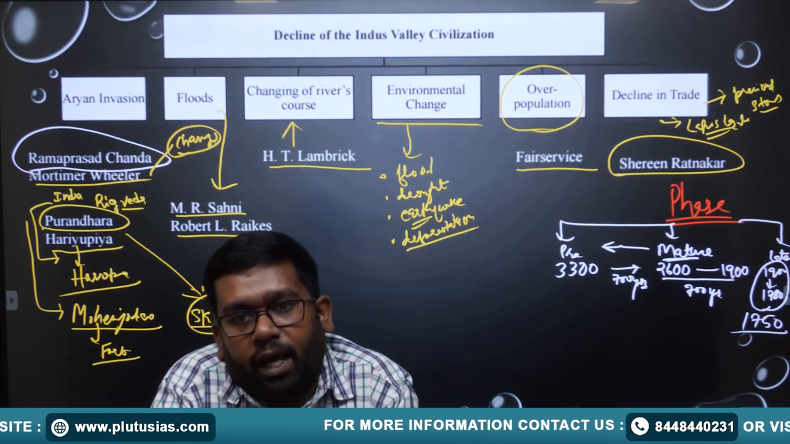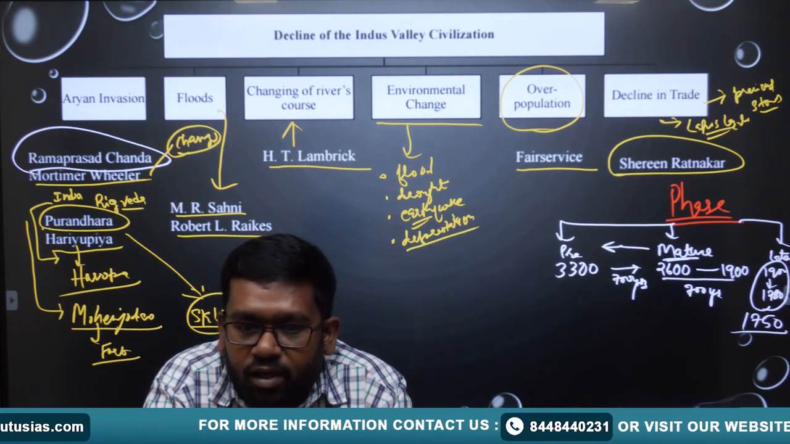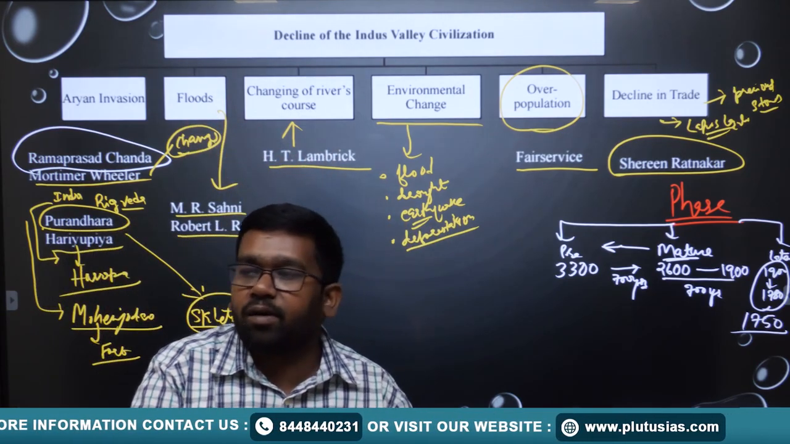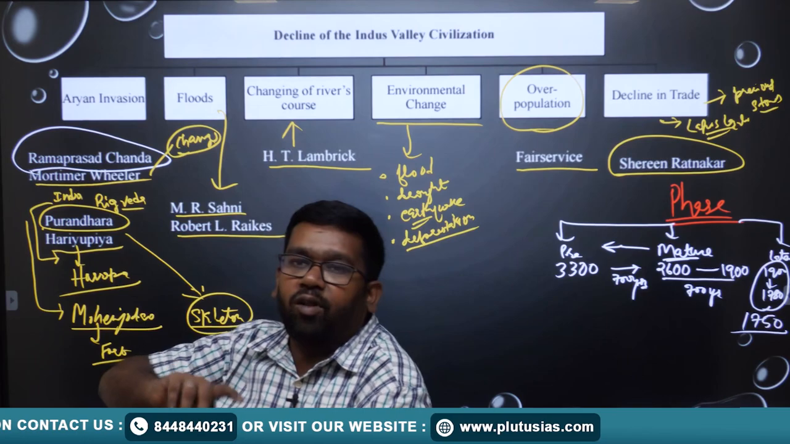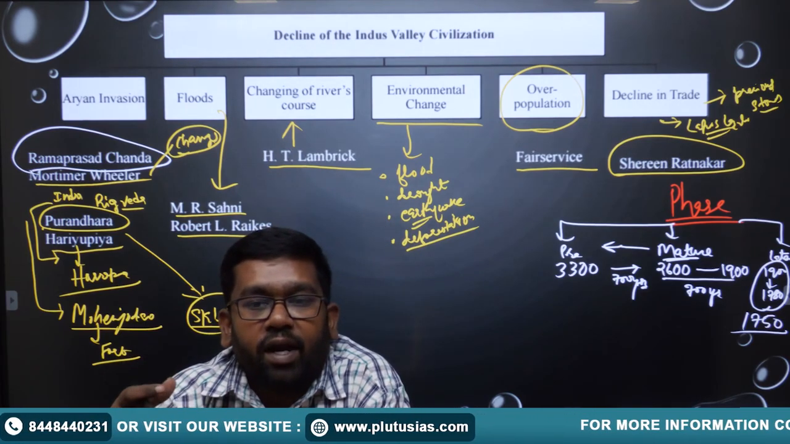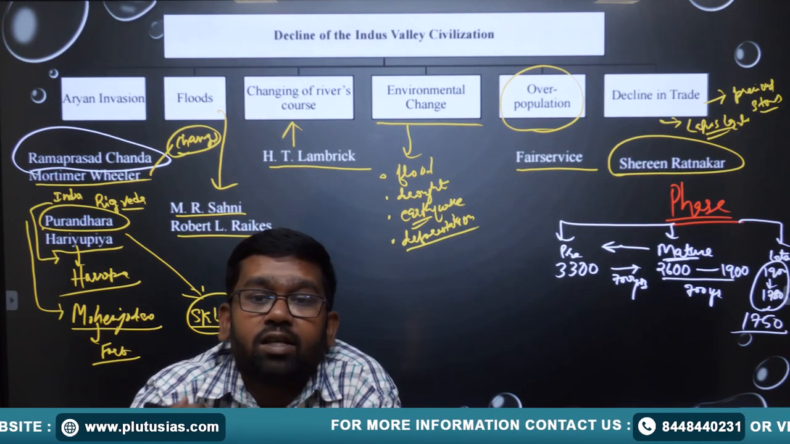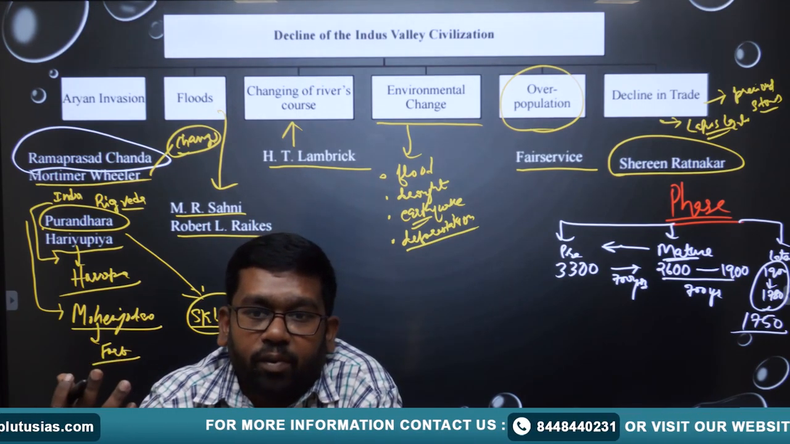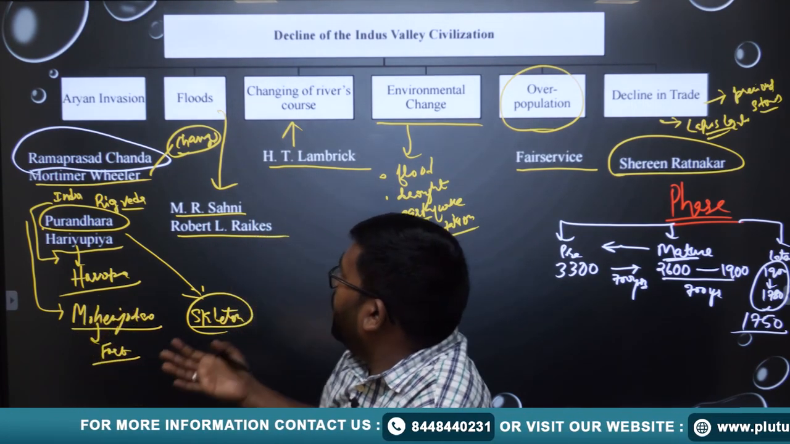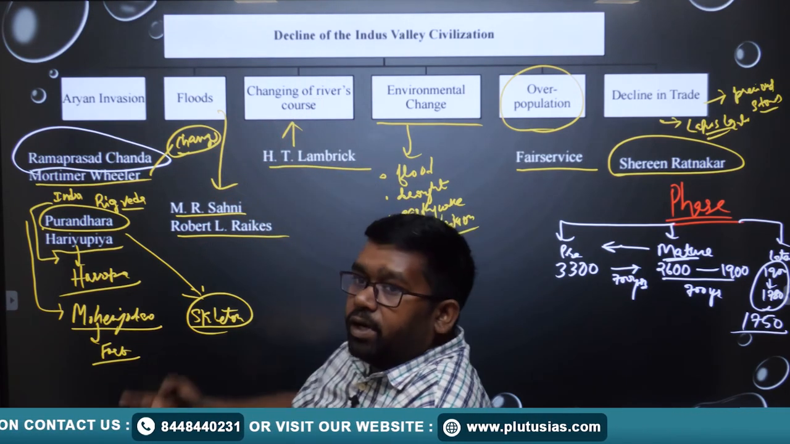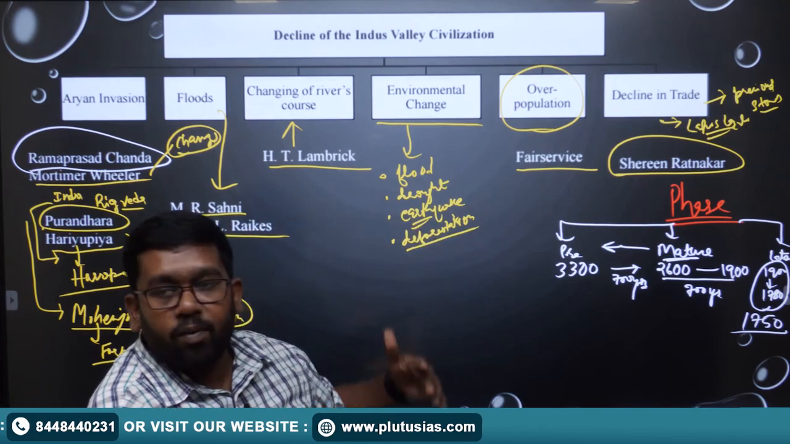So once trade declined with most of these sites, maybe because of these reasons, suppose we discuss Aryan invasion may be one cause. Aryan people came, they destroyed Harappa and Mohenjo-daro. But about the other sites? Other sites, let's say Lothal or Dholavira, may have declined due to flood, due to change of river, maybe due to environmental changes, or maybe due to overpopulation.